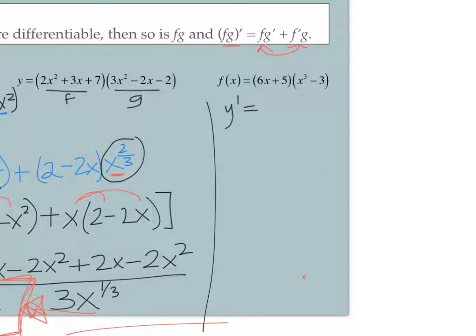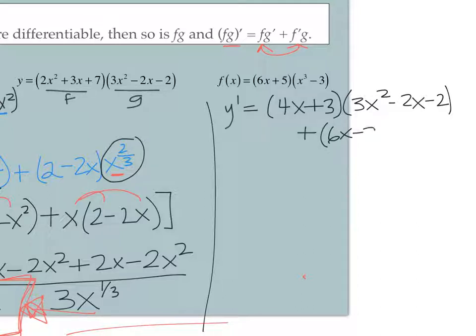So I do f prime, I get 4x plus 3. I do g, which is that whole thing, 3x squared minus 2x minus 2. Plus, I'll just do it down here. Then I take g prime, which is 6x minus 2, and f, which is 2x squared plus 3x plus 7.